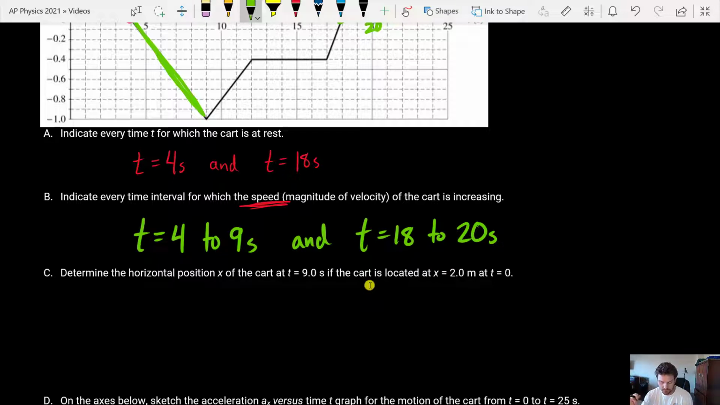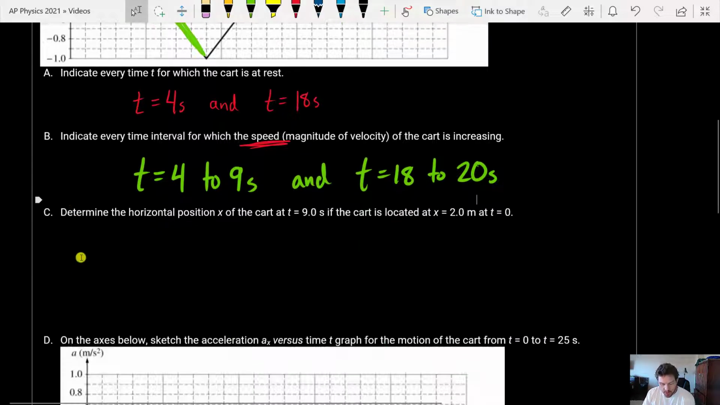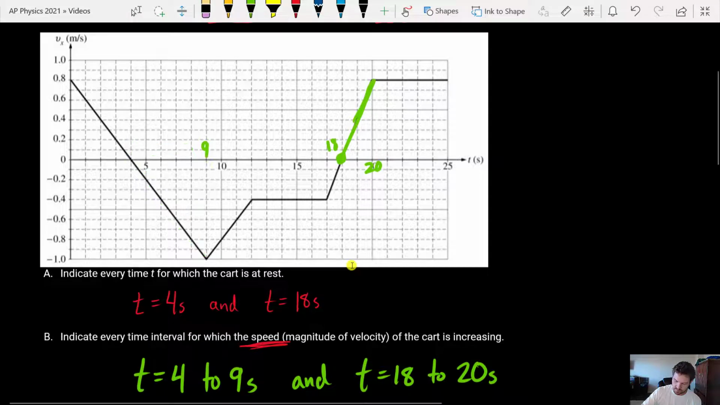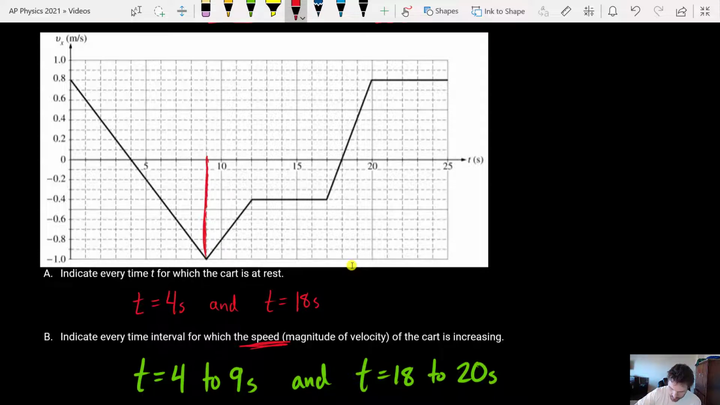Okay? All right, C. Determine the horizontal position of the cart at 9 seconds. So let me just erase some of this real quick. At 9 seconds, that's right there. All right? So 9 seconds is there, and I know that this is a velocity graph, so the area of our velocity graph is equal to the displacement. Okay, so when I find the area, then that's going to give me how much it's moved.